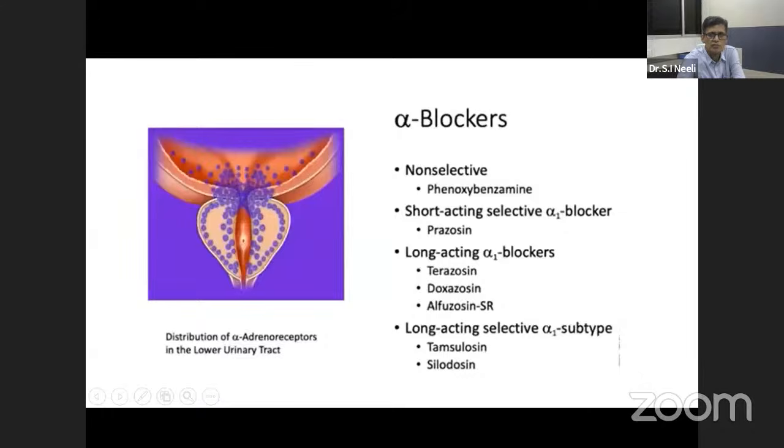Now, the various alpha blockers are known as non-selective and highly selective. The non-selective one includes phenoxybenzamine. The short-acting selective alpha blocker is prazosin. The long-acting alpha-1 blockers are terazosin, doxazosin, and alfuzosin sustained release. And the long-acting selective alpha-1 subtype blockers include tamsulosin and silodosin.